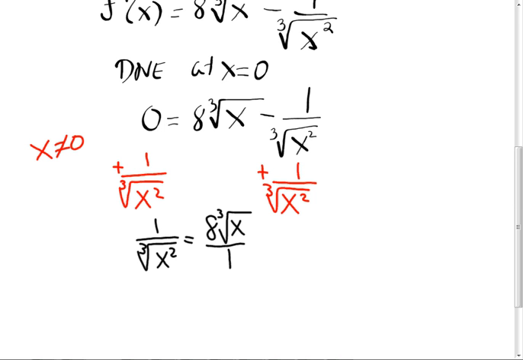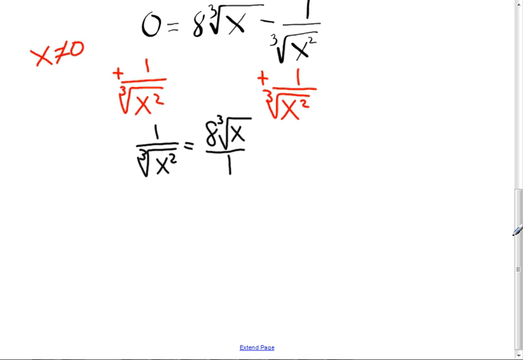How do you solve a proportion? You know, and they're going to give you things that work nicely. So when we multiply that out, I'm going to have 8 times the cube root of x times the cube root of x squared, and that's equal to 1.